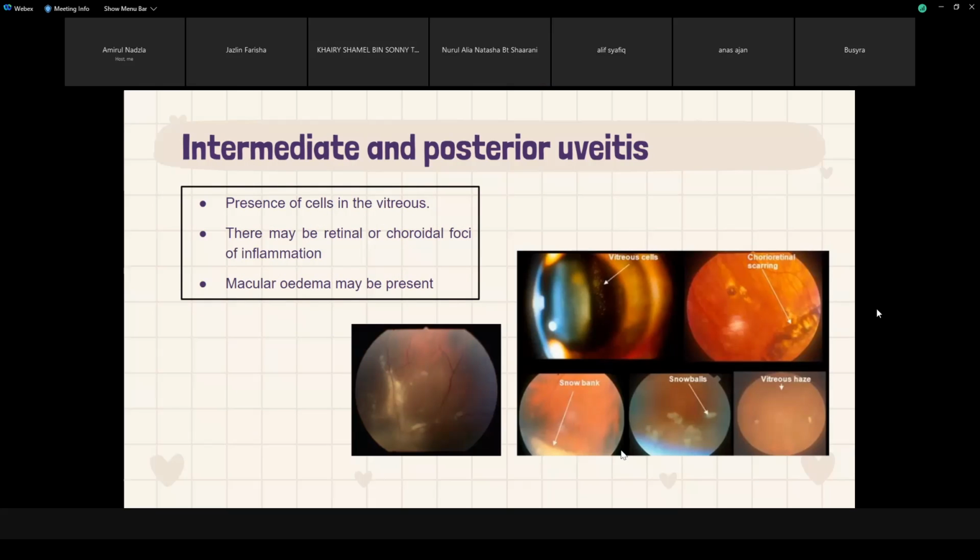So, this is for intermediate and posterior uveitis. Usually intermediate and posterior uveitis has the presence of cells in the vitreous. As you can see here, the vitreous cells, which I already labeled here, and there may be retinal or choroidal foci of inflammation, and also macular edema may be present. And also there is some snowbank formation and also snowballs formation in the intermediate and also posterior uveitis. Okay, next slide please.